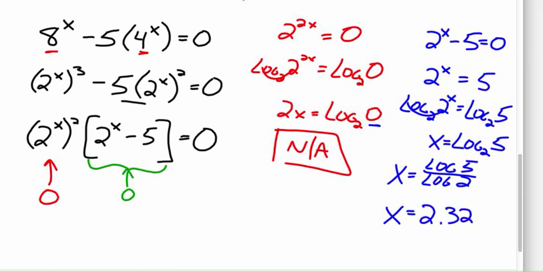And while I'm at it, I might as well make this proper. I'm going to say this is approximately, because I'm rounding, so x is approximately 2.32. It's not exactly, because I'm rounding, so it's got to be approximately 2.32. So that's the change of base formula.